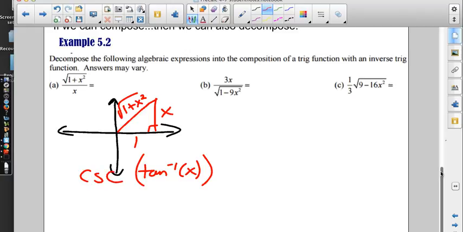Now that's not the only way to do this composition. You actually can use their cofunctions. So if I switch this to secant and switch this to cotangent, it will. But I think that's the easiest way with all the patterns that we had when we were looking at. All right, let's look at B.